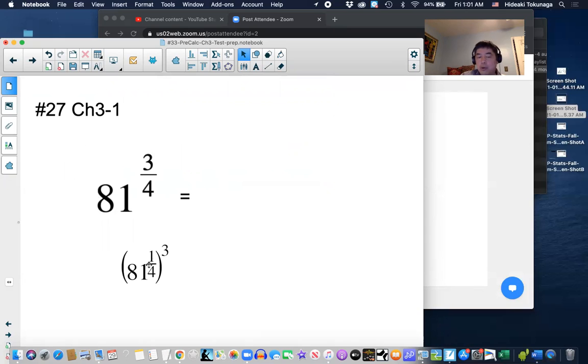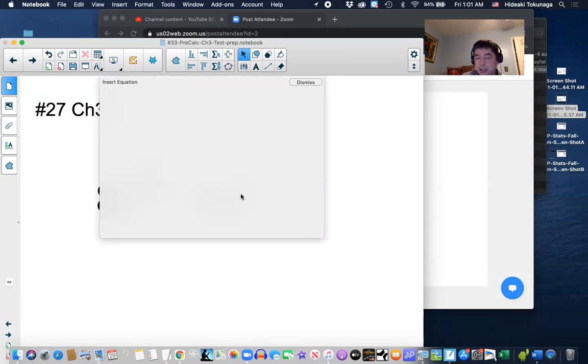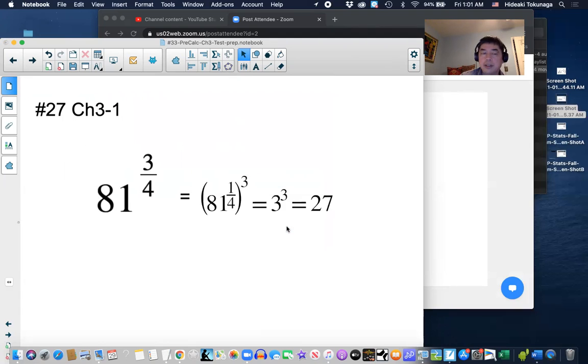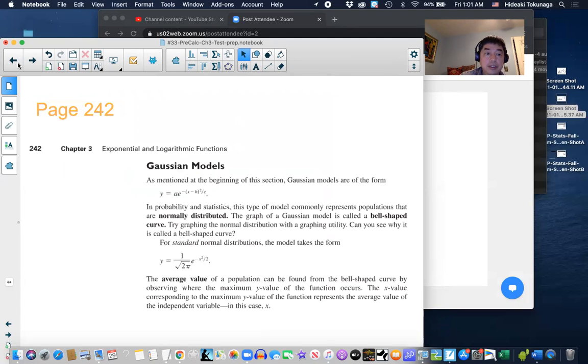Okay, 81 to the 1/4 power. Okay, 3 times 3 times 3 times 3, right? So inside of the parenthesis has to be 3. This is 3 to the 3rd power. Equal to 3 to the 3rd power. 3 times 3 times 3 is 27. That's it. Okay, so this is the end.